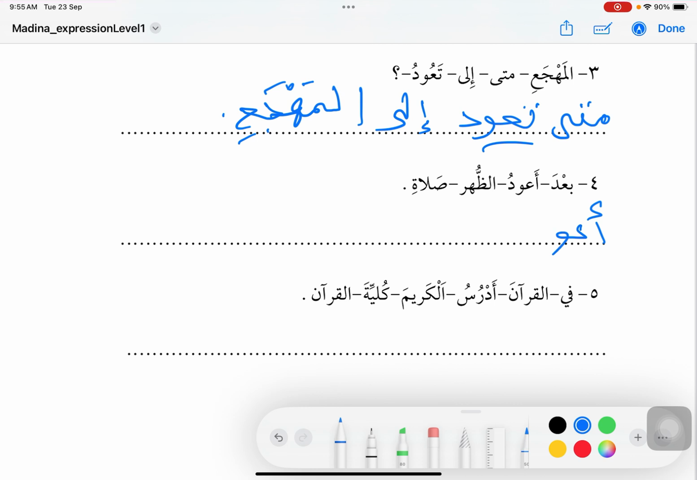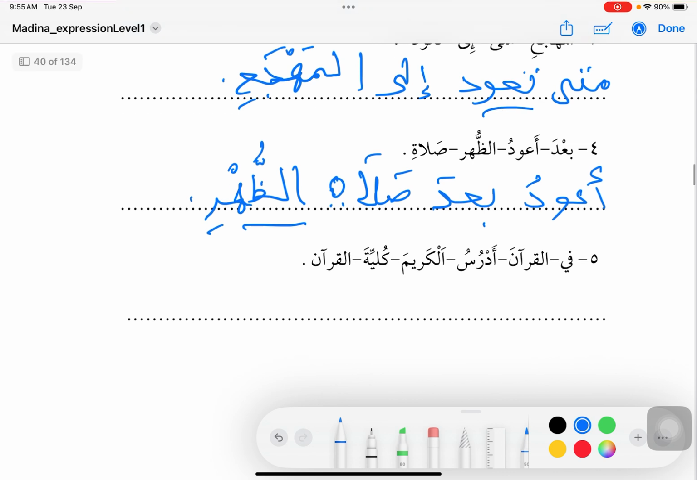A'udu, I return. A'udu ba'da, after salatil dhuhri. Salatil dhuhri, I return after the dhuhr prayer. So this is the proper pronunciation of dhuhr, salatul dhuhr.